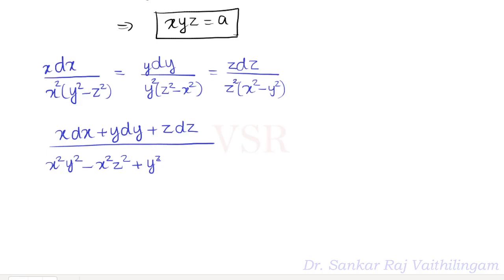y ஸ்கொயர் z ஸ்கொயர், சாரி, y ஸ்கொயர் z ஸ்கொயர், அப்புறம் minus x ஸ்கொயர் y ஸ்கொயர் plus x ஸ்கொயர் z ஸ்கொயர் minus y ஸ்கொயர் z ஸ்கொயர். இப்போ பாருங்க, எல்லாத்தையும் டினாமினேட்டரில் பாருங்க, இந்த x ஸ்கொயர் y ஸ்கொயர் இங்கே இருக்கு, x ஸ்கொயர் z ஸ்கொயர் இங்கே இருக்கு, இது கேன்சல். So that is equal to zero.